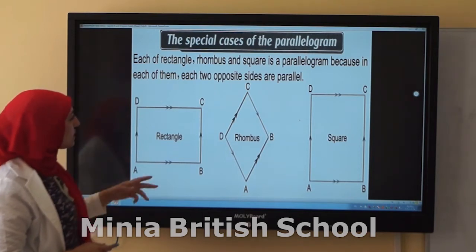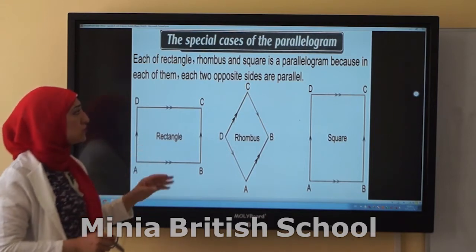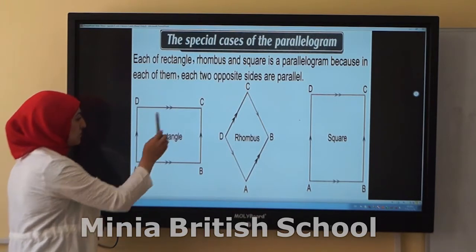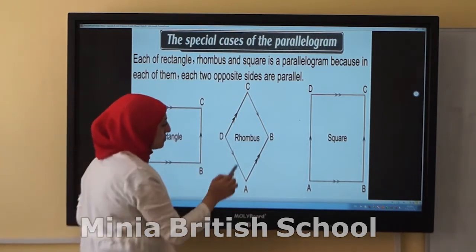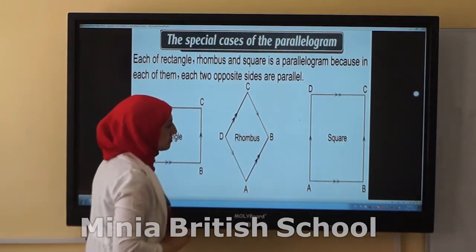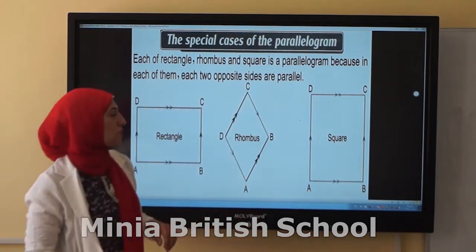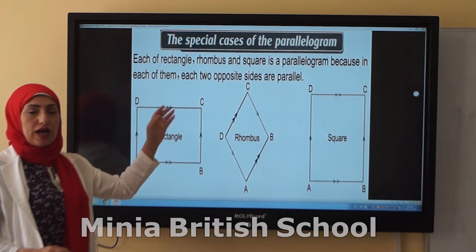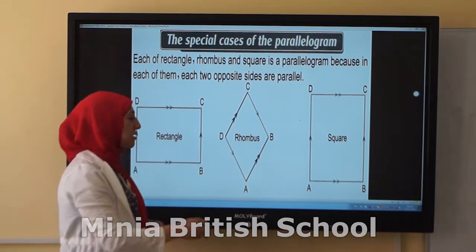Here, each of the rectangle, rhombus, and square is a parallelogram because in each of them, each two opposite sides are parallel. Okay? Here, in the rectangle, each two opposite sides are parallel. In the rhombus, the same. In the square, the same. So each of them is considered a parallelogram.